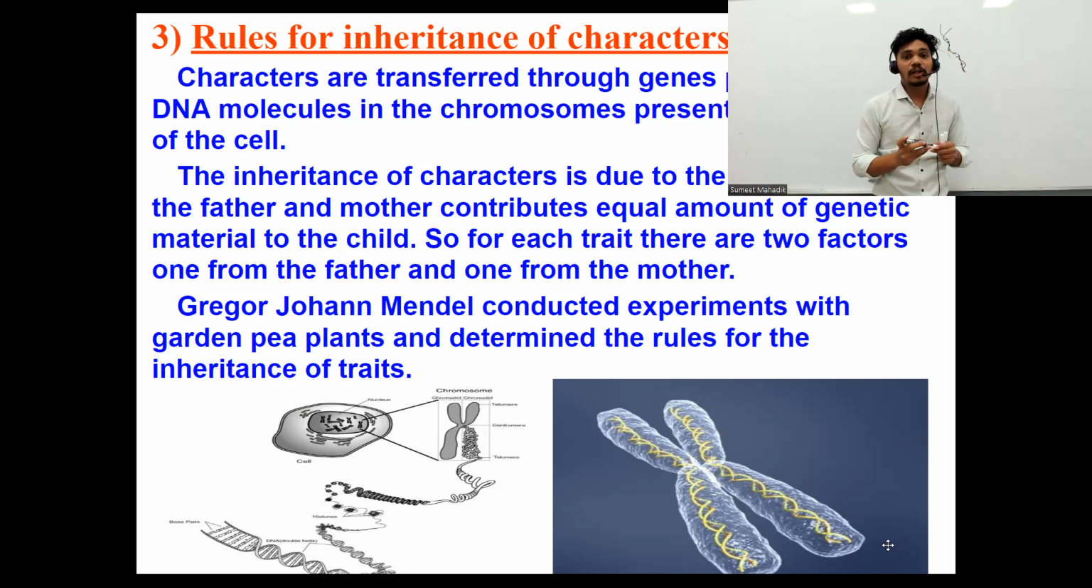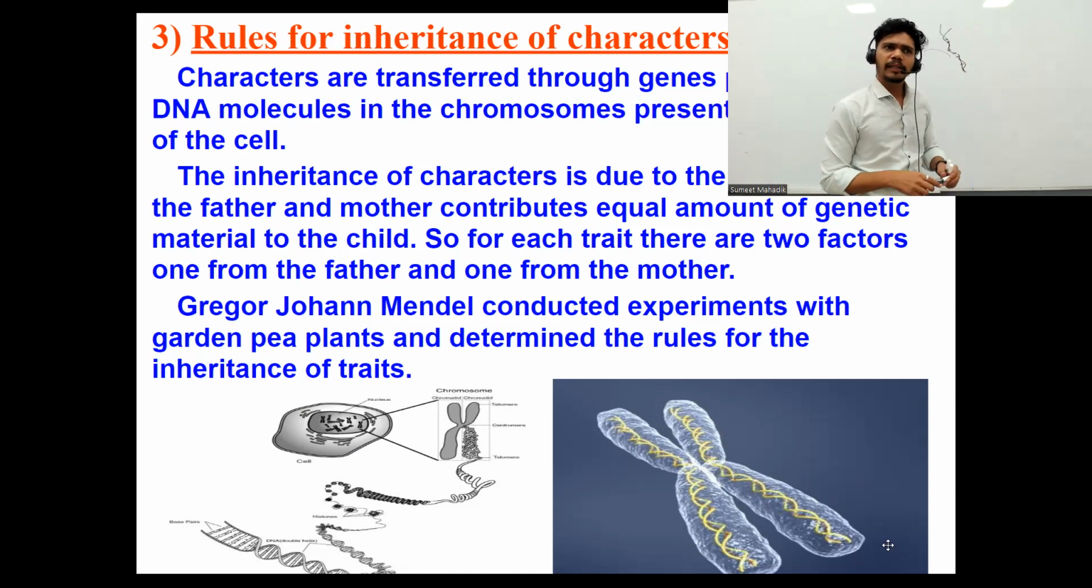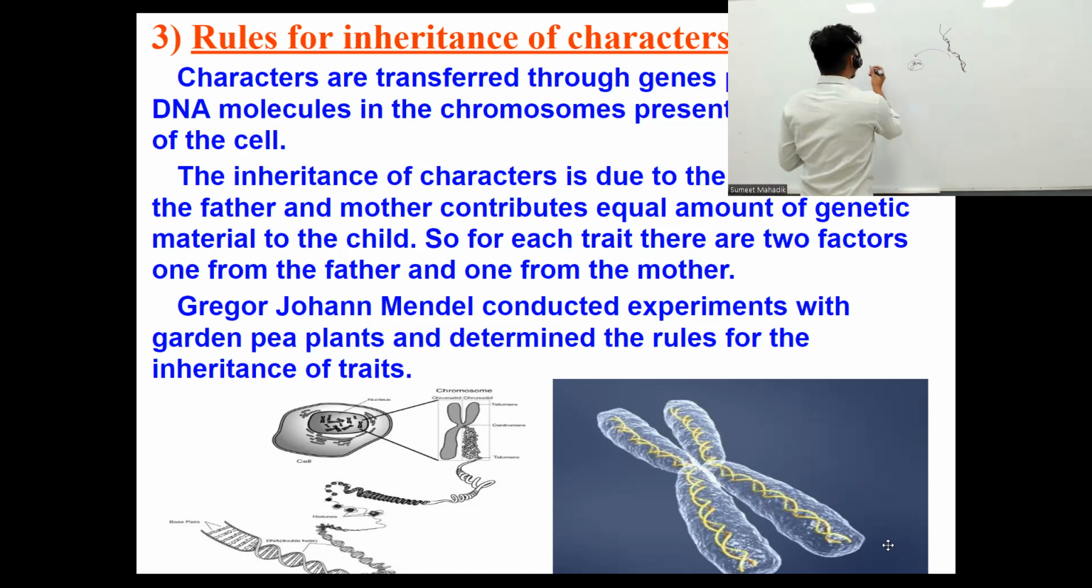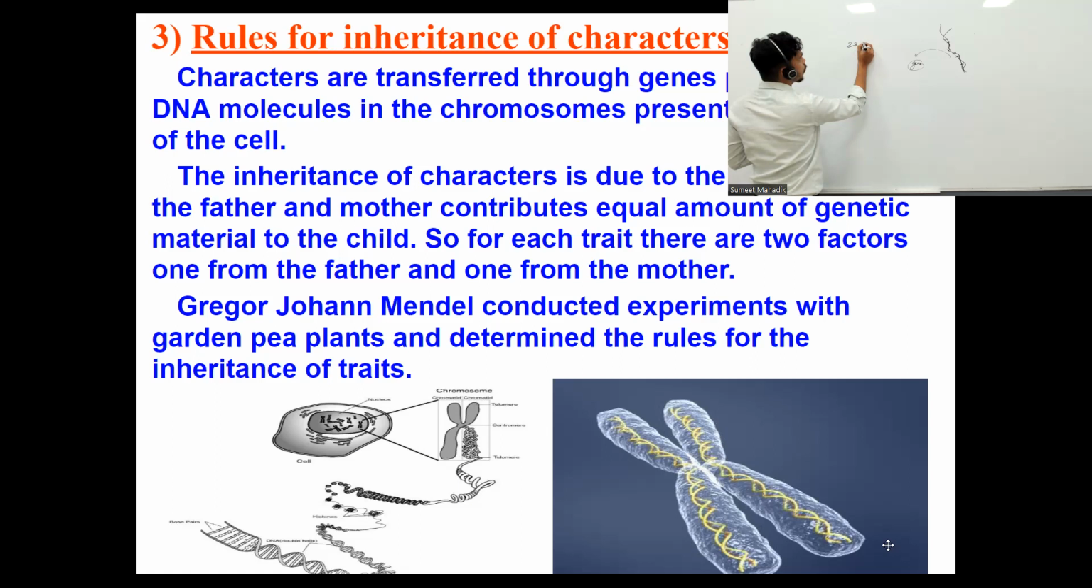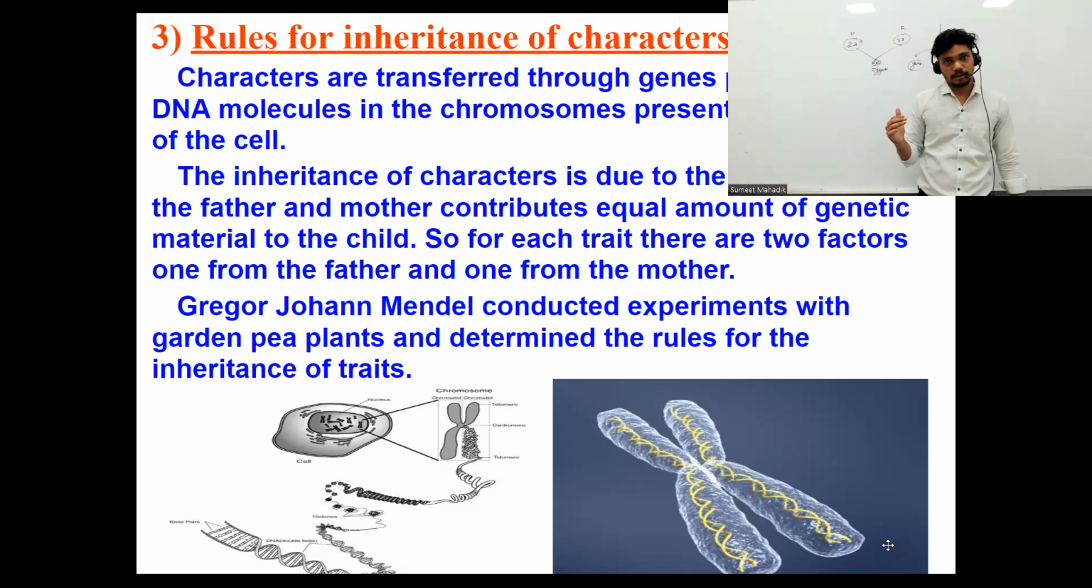The inheritance of character is due to the fact that both the father and mother contribute an equal amount of genetic material to the child. What do you mean by that? Now we know that 23 chromosomes from the male and 23 chromosomes from the female should be there. So can I say that the number will be 46 in the zygote? Yes or no? How much should the number be? 46. They are maintained as 23, 23.